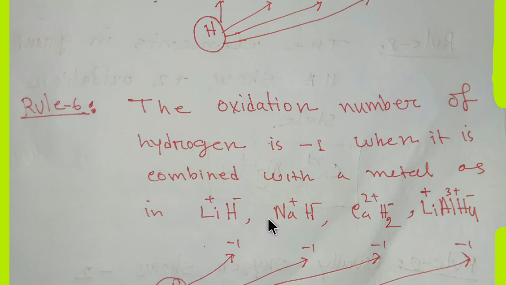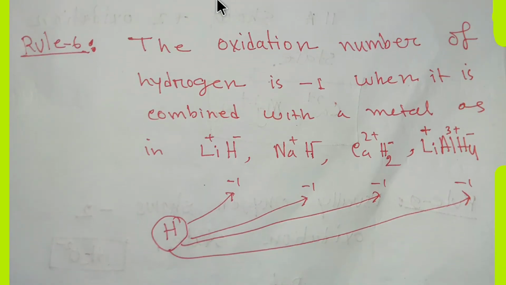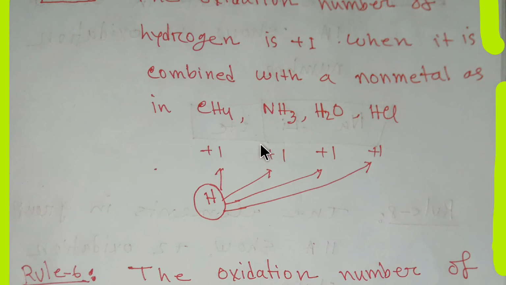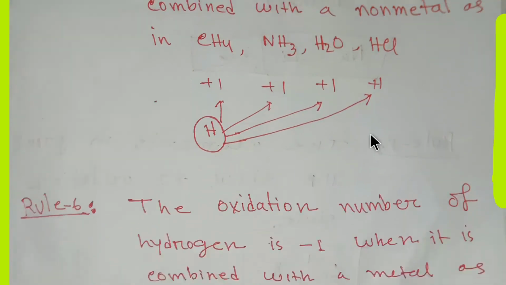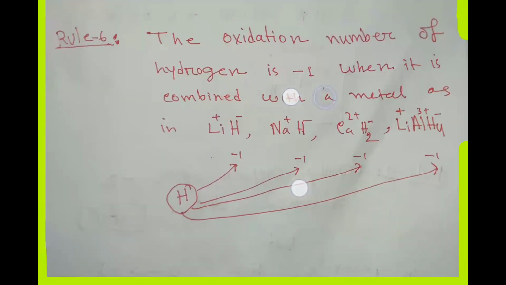Well, rule 6. Now I am going to explain rule 6. In rule 6, we see that the oxidation state of hydrogen is -1. The oxidation number of hydrogen is -1 when it is combined with a metal like lithium, sodium, calcium. In all these compounds, the oxidation state of hydrogen is -1. That is, with a metal, hydrogen will have -1 oxidation state, and with a non-metal, hydrogen will have +1 oxidation state. This is the trick.